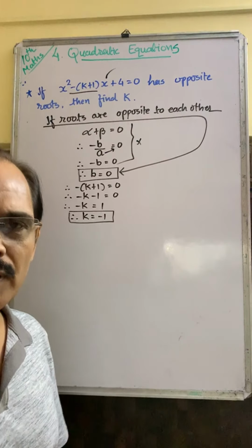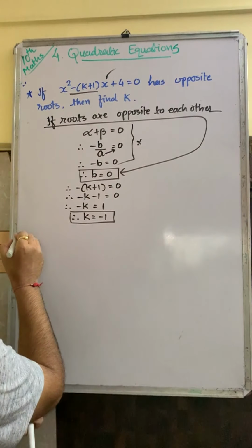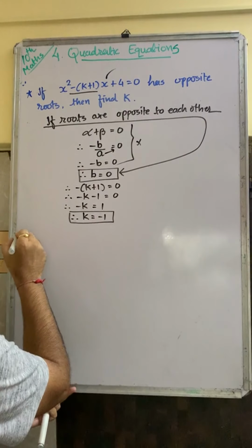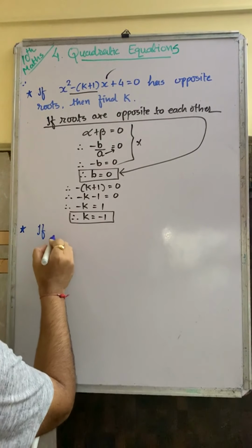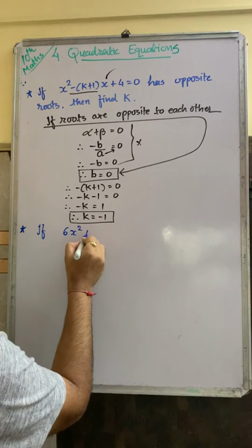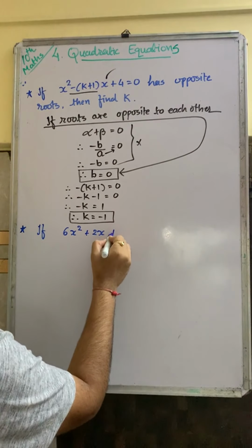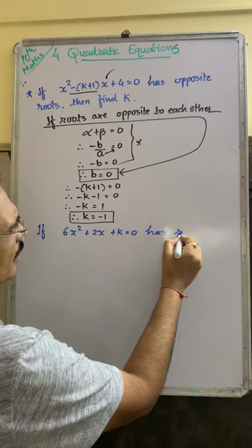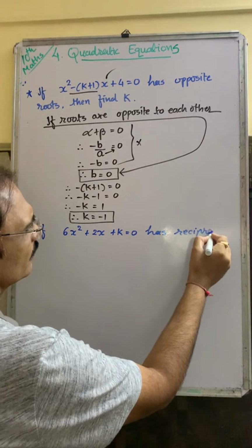Right? Same manner for the product. Suppose the equation is given like this: 6x square plus 2x plus k equals 0, and the equation has reciprocal roots to each other.